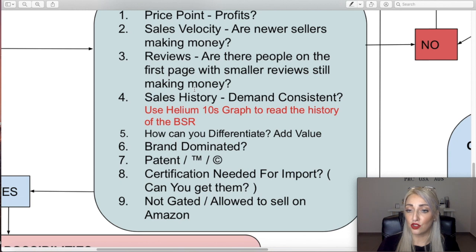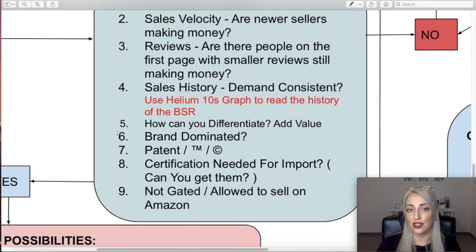Because Amazon's algorithm will favor them and not you, because they have sales velocity and sales history, and they're a brand. They don't necessarily have to be a brand registered, but they may have a lot of different listings with a lot of reviews, and Amazon will favor them over you initially. So you have to make sure that if it is brand dominated, can you compete against it?